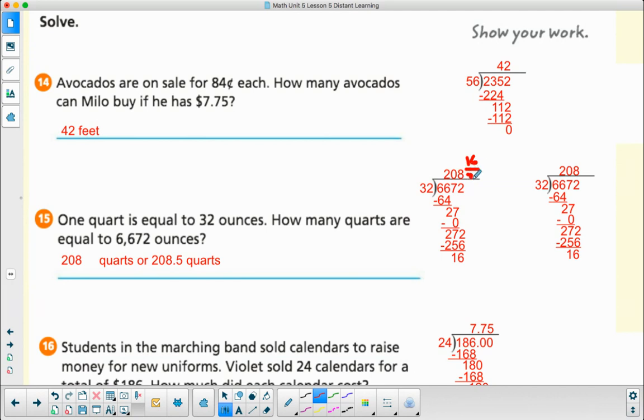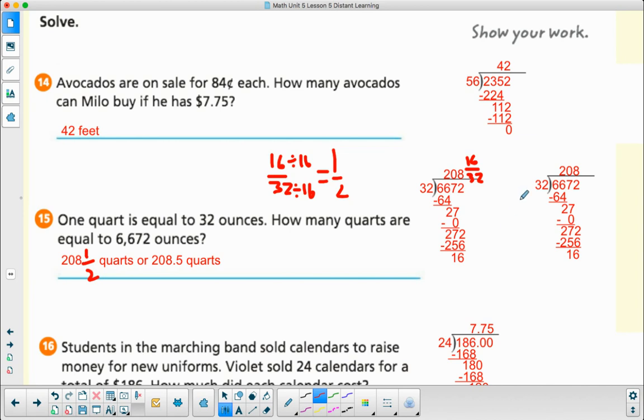32nds. And then to simplify 16/32, I'm going to think, what can I divide 16 and 32 both by? And I know that those can both be divided by 16. So now it's the same as dividing by 1, which gives me an equivalent fraction of 1/2. So 208 and a half quarts.